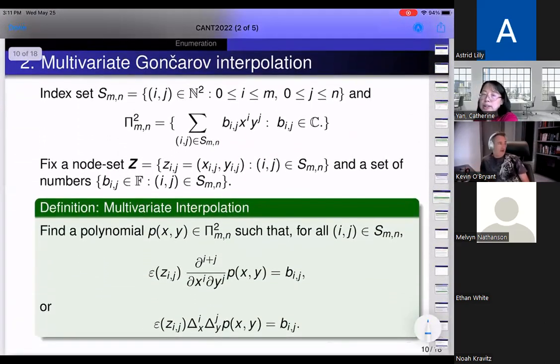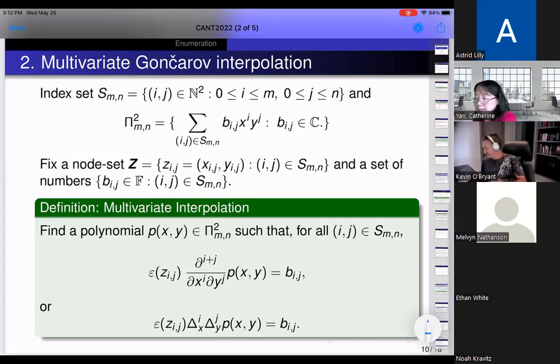Then our goal is to extend all this setting into the multivariate case. First, we will introduce what the multivariate Gončarov interpolation is. It turns out to be a very nice problem. First, you fix the index set S_{m,n}, which is all the pairs (i, j), where i is from 0 to m and j is from 0 to n. And we look at all the polynomials of degree up to (m, n).